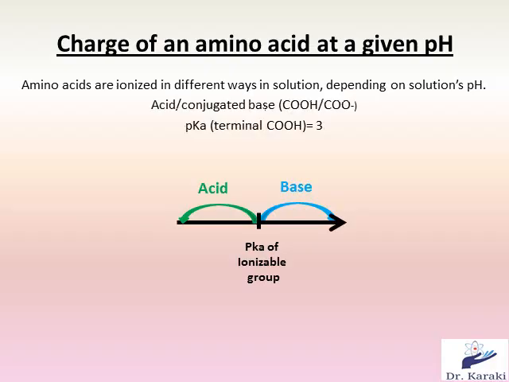So if you are talking about the carboxyl function, on the left side you have the COOH, on the right side you have the COO minus. So the pKa of the terminal COOH, for example, is 3. In the middle we put the pKa 3. If the given pH is lower than 3, the protonated form of the carboxyl function predominates. If the given pH is higher than 3, then the unprotonated form predominates.